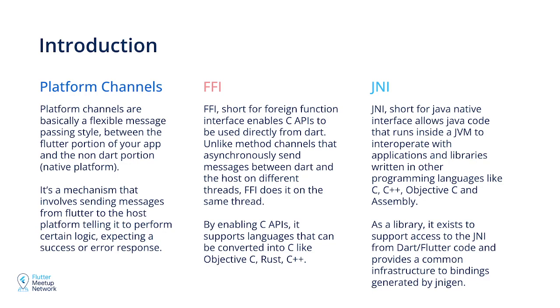JNI exists to support access to the JNI from Flutter code and provide a common infrastructure to bindings generated by JNIGen. When I say a library, I mean JNI itself is available as a package on pub.dev. So it's a library that exists to support you having access to the Java Native Interface from Flutter code. And then your JNI generator needs the JNI package itself. So JNI provides a common infrastructure to the bindings that will be generated by JNIGen.